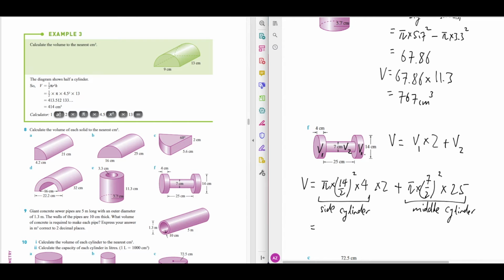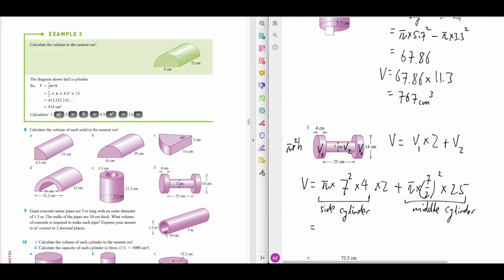To work out the volume of the side cylinders, you just have to find the volume of one of the cylinders, times it by 2, because there's two of them. To find the volume of one of the cylinders, you do pi r squared times h. That's the formula to find the volume of a cylinder. The radius of the side cylinder is going to be 7, because it's half of the 14. 14 is the diameter. So you do pi times 14 on 2 squared, which I'm going to change to 7 just to make it more clear, times 4. So that's the volume of one cylinder, times by 2.